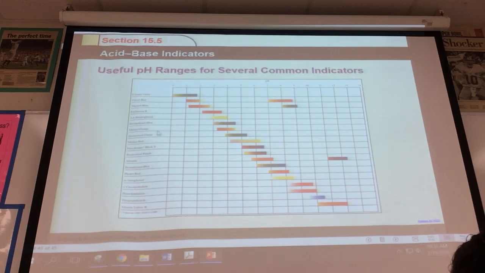For example, here's bromphenol blue. Here's its pH range. Sometimes it's listed as a pKa range. So from about 3 to 4.5. So if the equivalence point is achieved, let's say at a pH of 4, this would be an excellent choice for an indicator. Methyl red, and let me go back here.